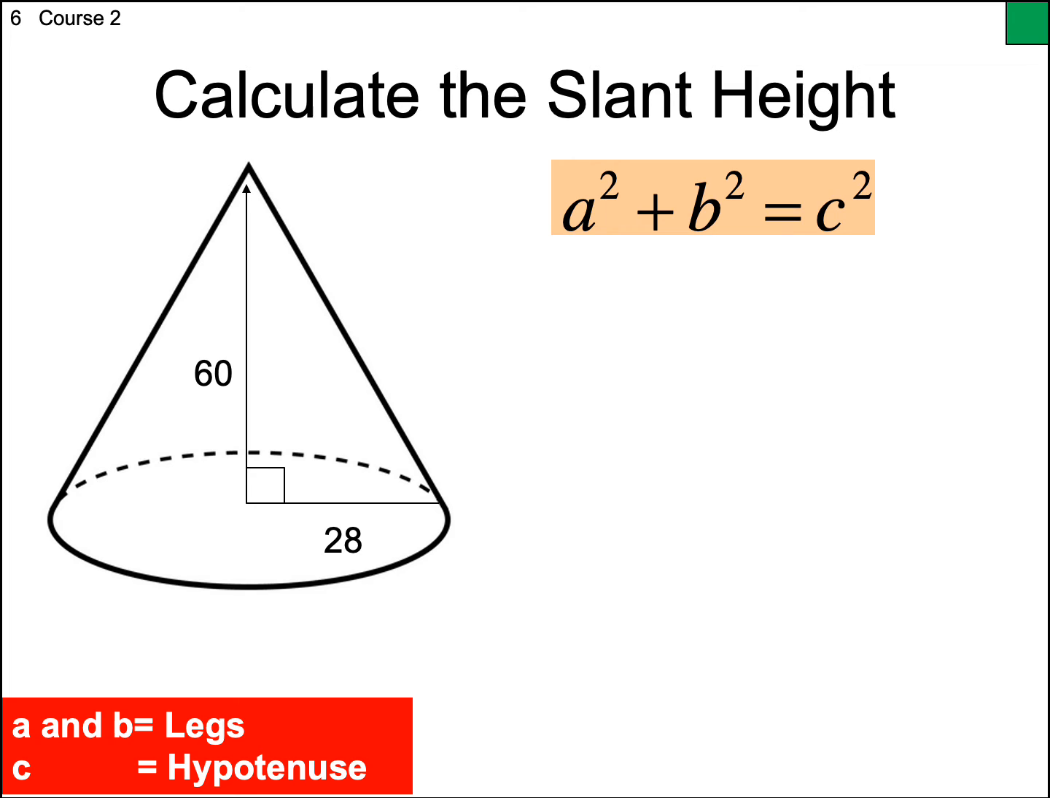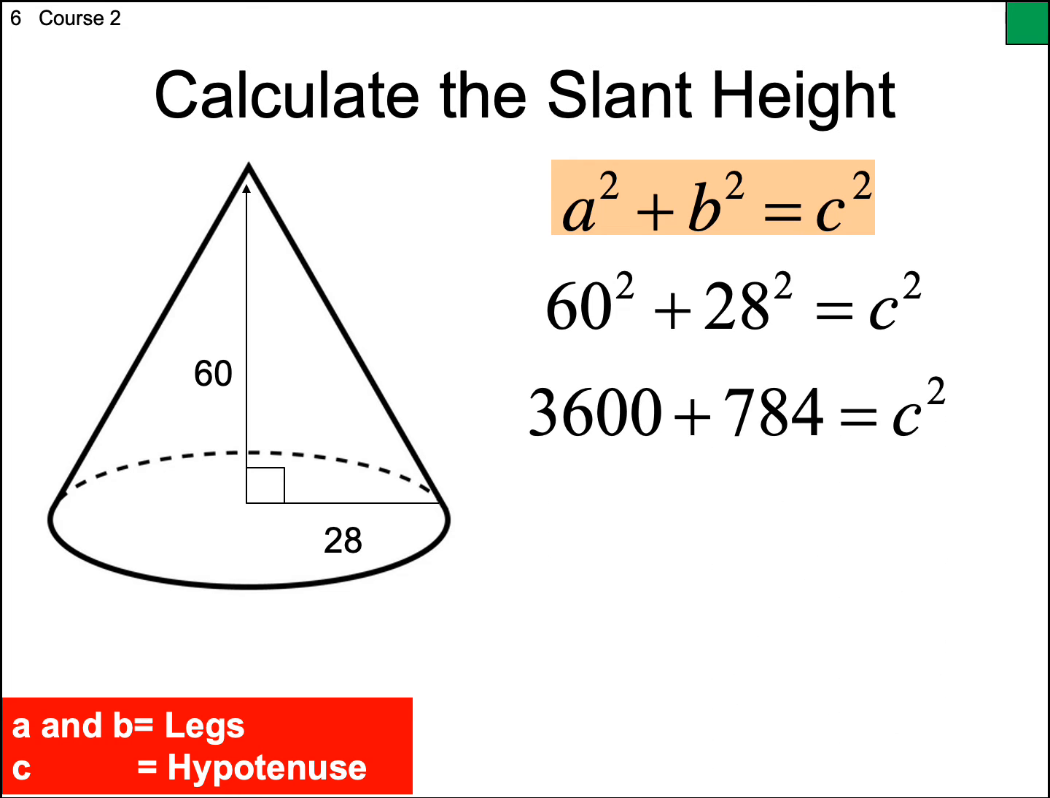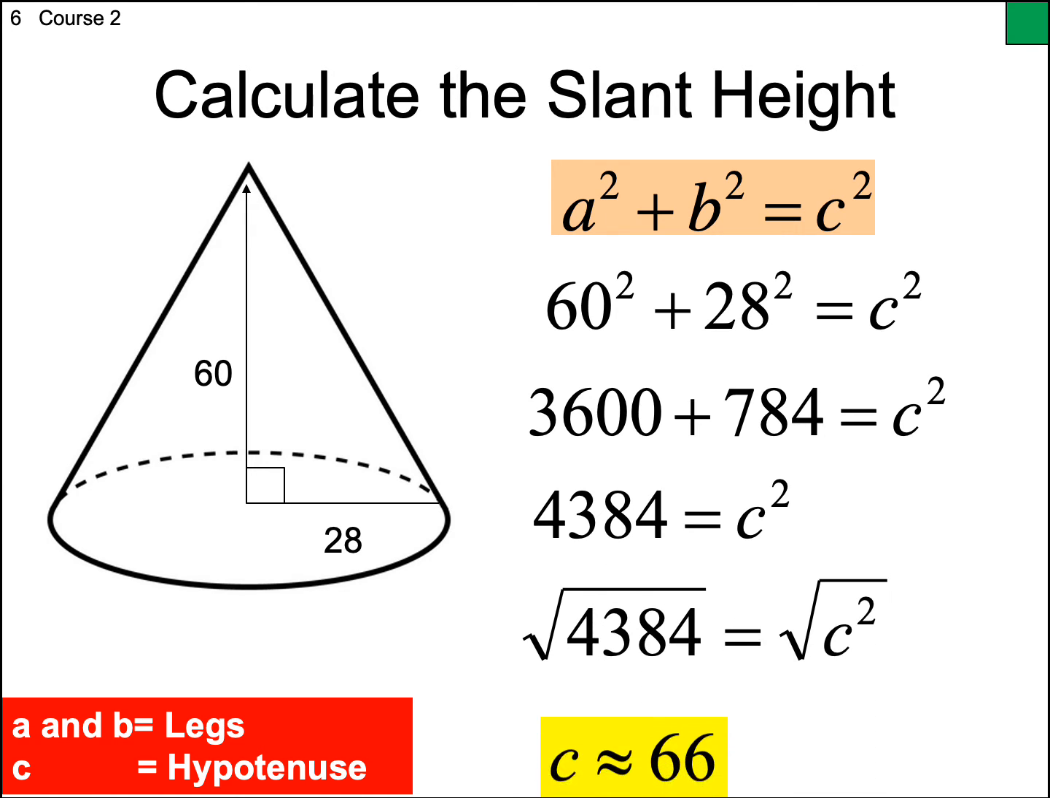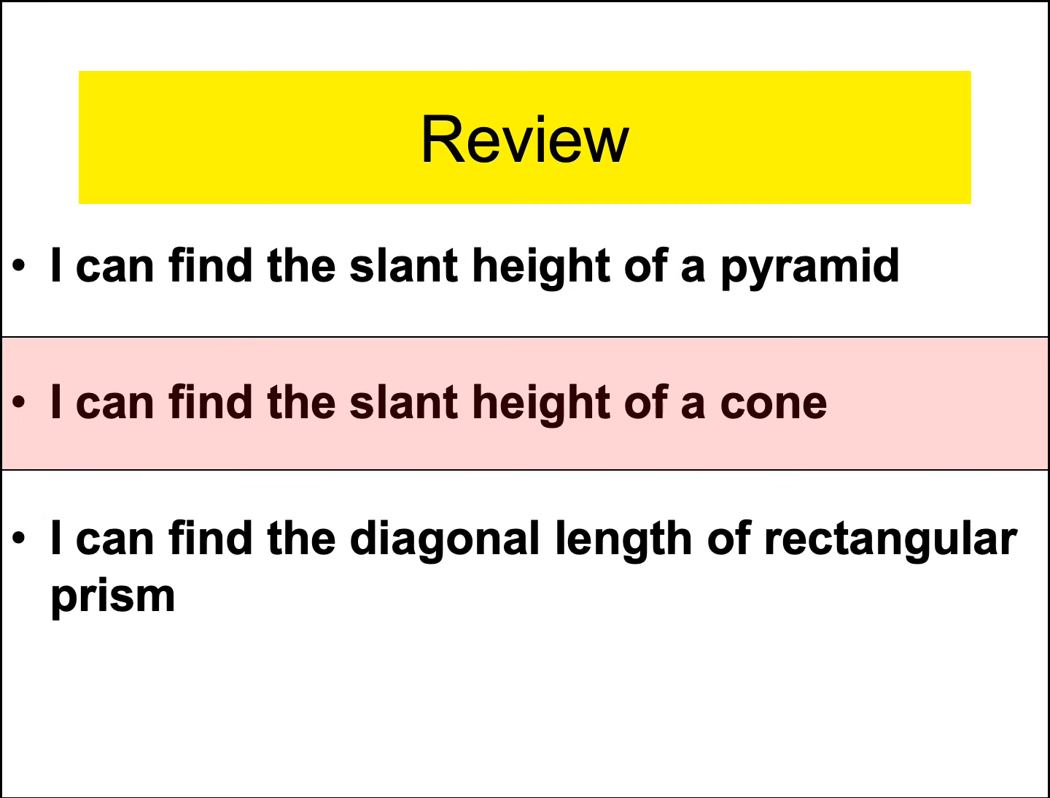Let's see. I got the height is 60, and I got the radius of the base is 28. 60 squared, really big number. 28 squared is that number. Add those two together. Take the square root of both sides, and it looks like Levi was correct. Just don't forget, generally we have units involved, so the correct answer would be approximately 66 units. Make sense? Okay.